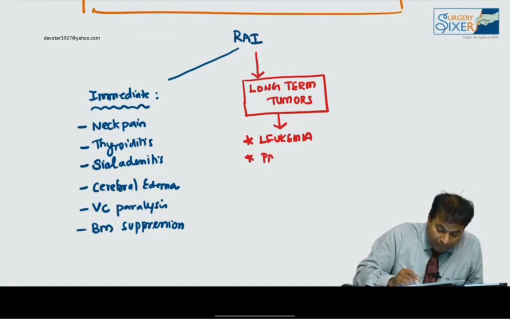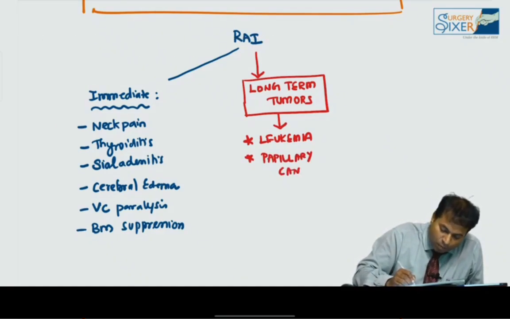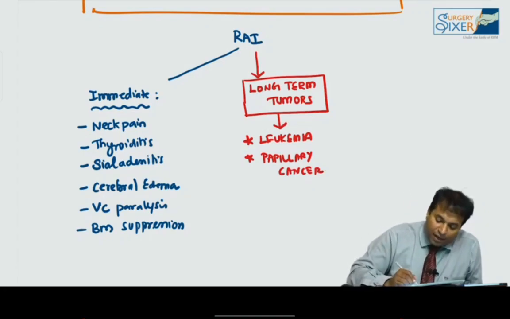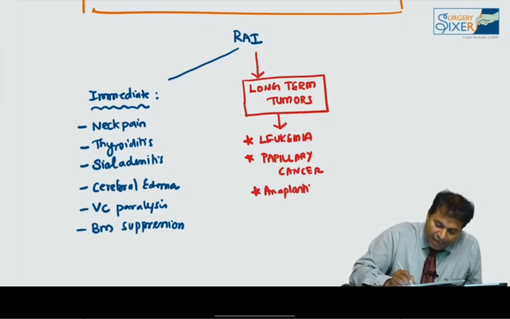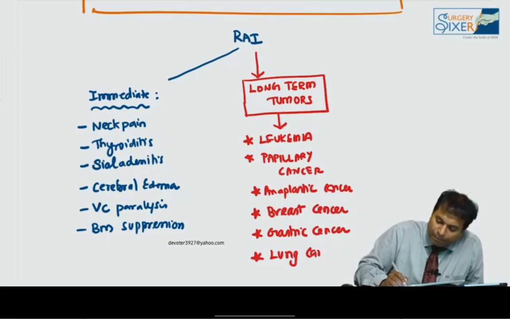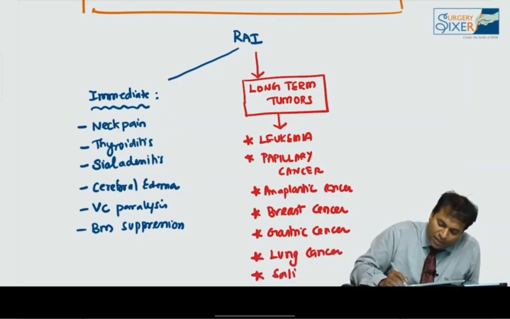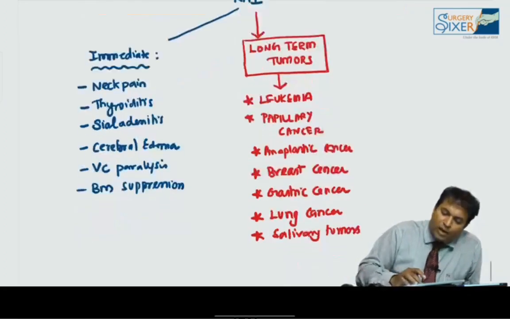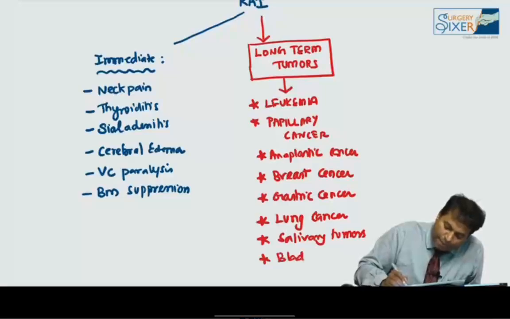Second point, please remember, they may develop papillary cancer of thyroid, and anaplastic cancer of thyroid. You can develop breast cancer, gastric cancer, lung cancer, and salivary tumors. And as usual, radiation exposure can cause bladder cancer also.